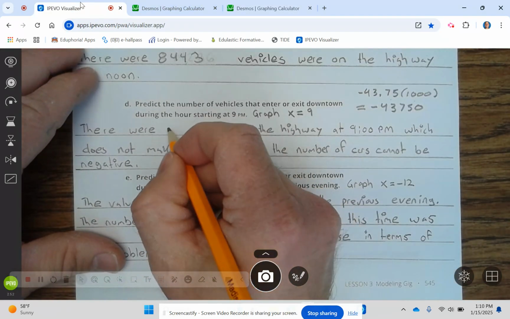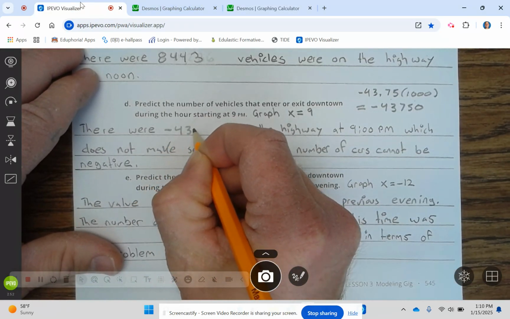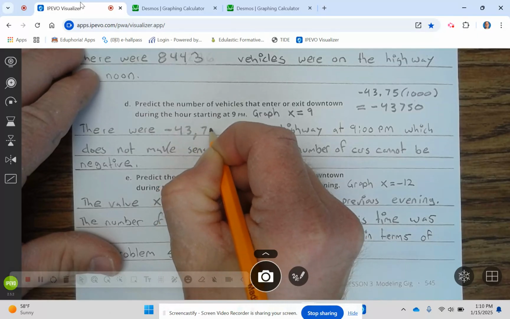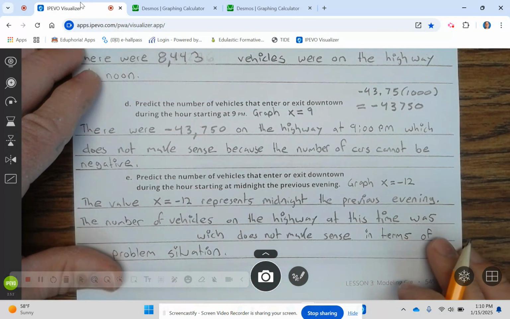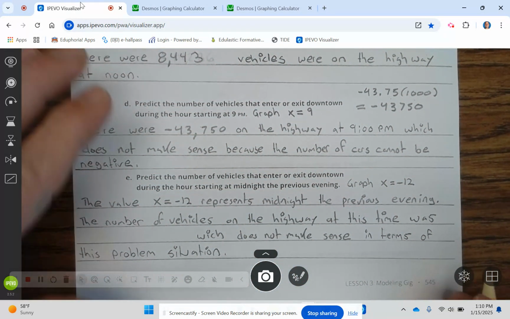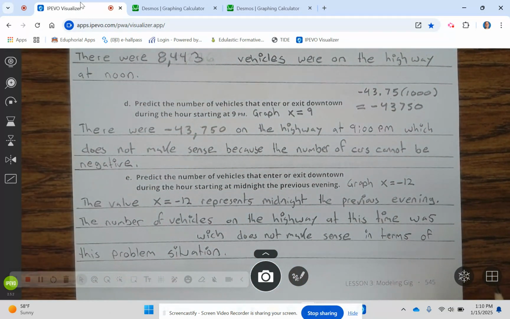So there were negative 43,750 cars on the highway at 9 p.m., which does not make sense because the number of cars cannot be negative. All right, go ahead and finish up D.